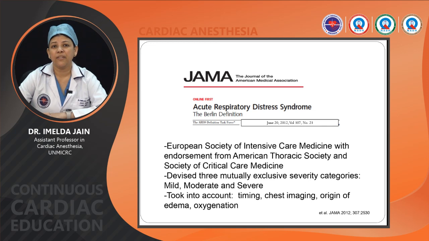Later on, the Berlin definition of acute respiratory distress syndrome was given in the year 2012. This definition was given by the European Society of Intensive Care Medicine with endorsement from the American Thoracic Society and the Society of Critical Care Medicine. They had devised 3 mutually exclusive severity categories, that is mild, moderate and severe, and they took into account 4 features, that is timing of onset of symptoms, the chest imaging, origin of edema and the oxygenation of the patients.